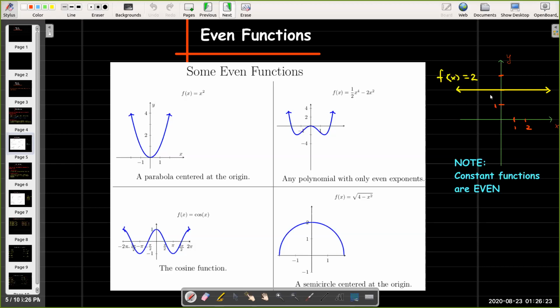Here I have drawn the graph of f of x equals 2. Its graph is a horizontal line passing through y equals 2. And that horizontal line is symmetric with respect to the y-axis.